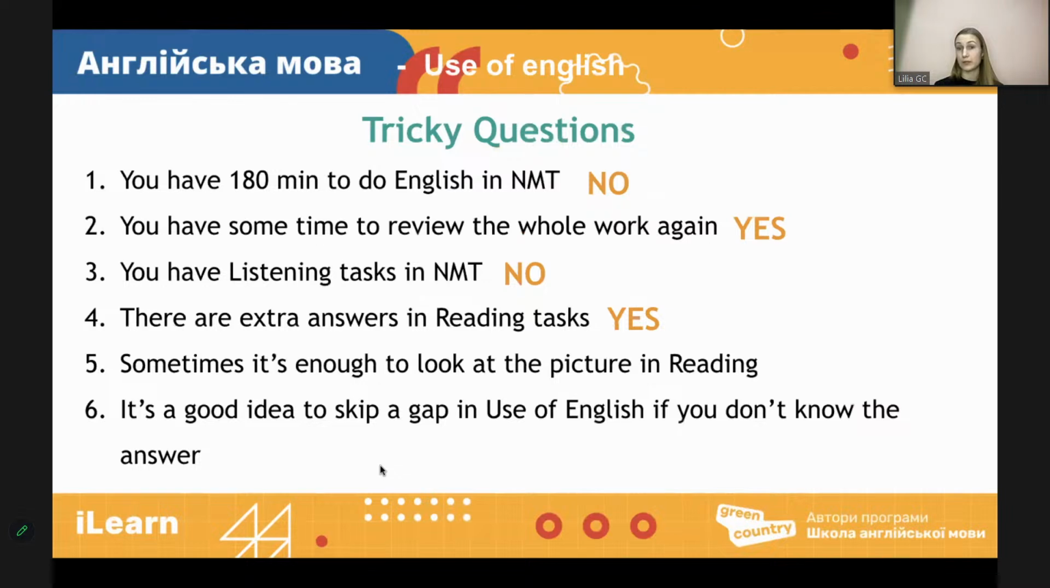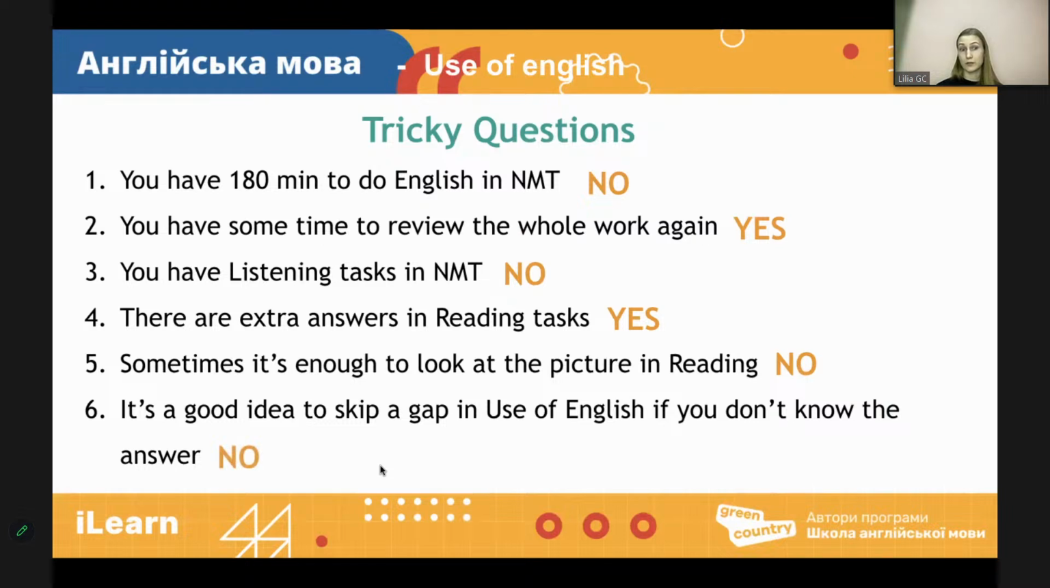I'm sorry. And number 5, sometimes it's enough to look at the picture in reading. No, we have a few tasks in reading. It's not just one. Okay, so number 5, no, it's false. Never trust the pictures. Read the text, find the hints, try to identify what is what, and only then you may look at the picture. Number 6, it's a good idea to skip a gap in use of English if you don't know the answer. Like, you have no idea what to choose, and you choose nothing. Just leave it empty.